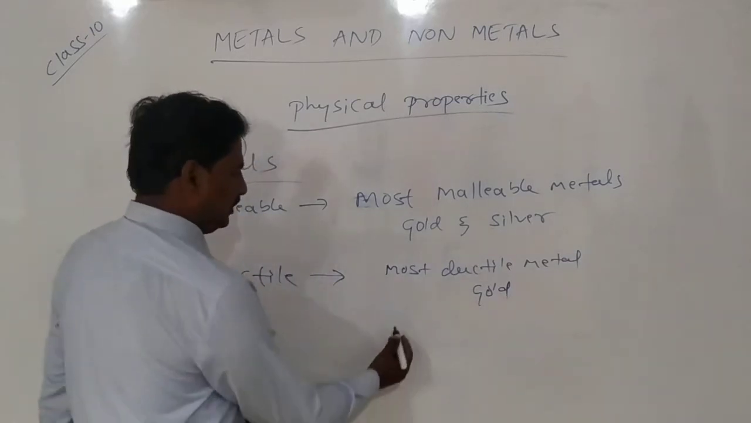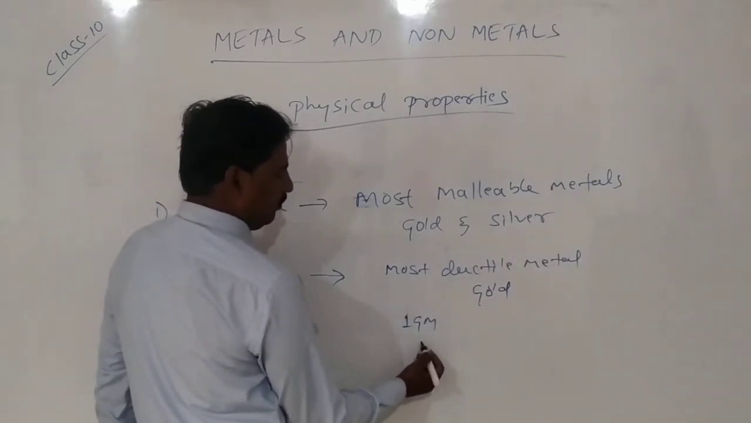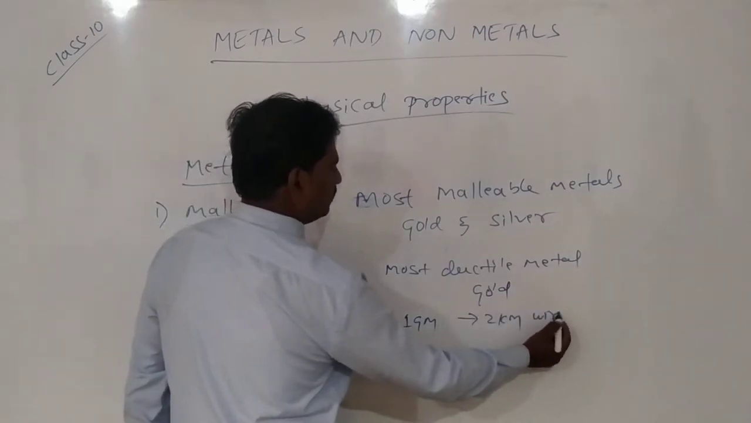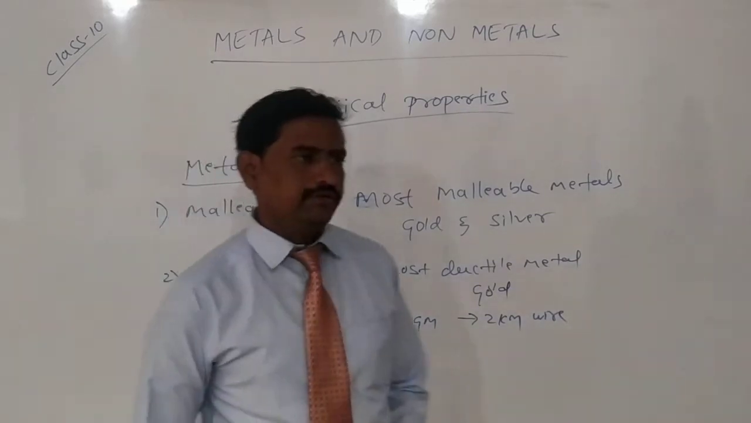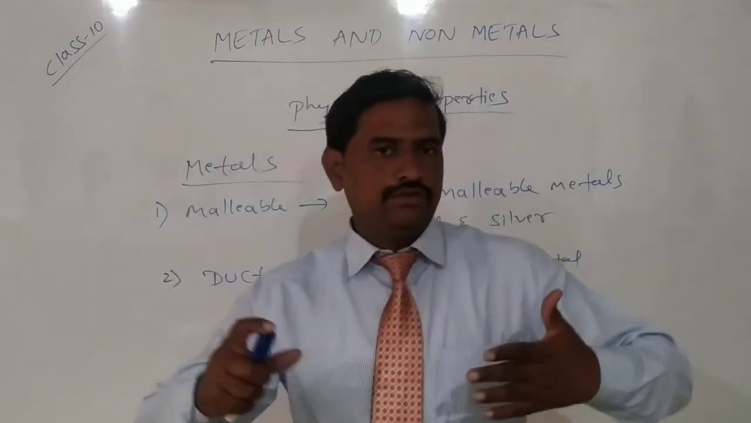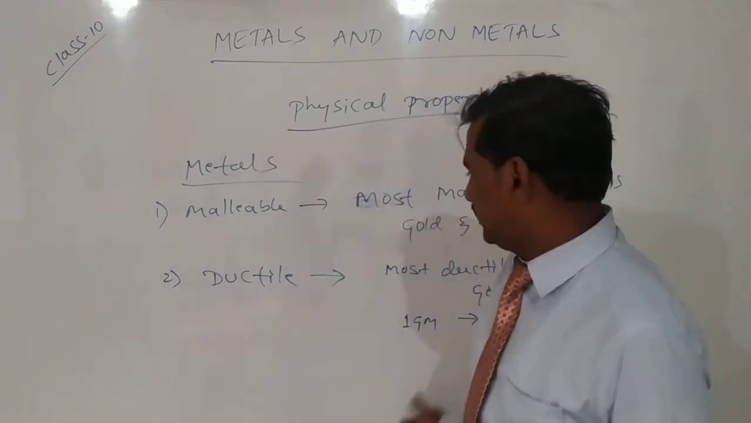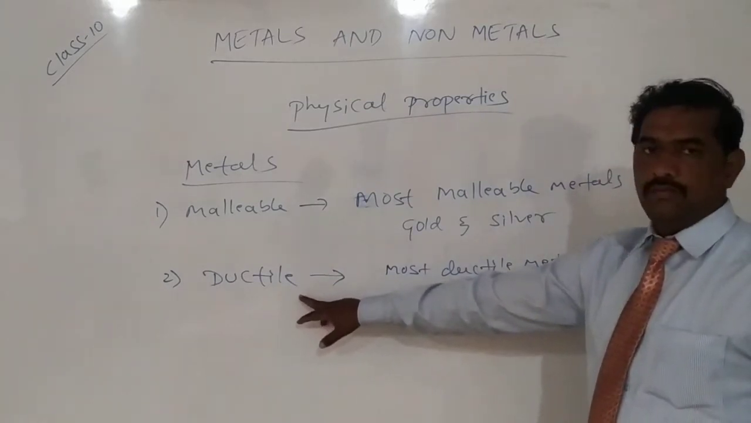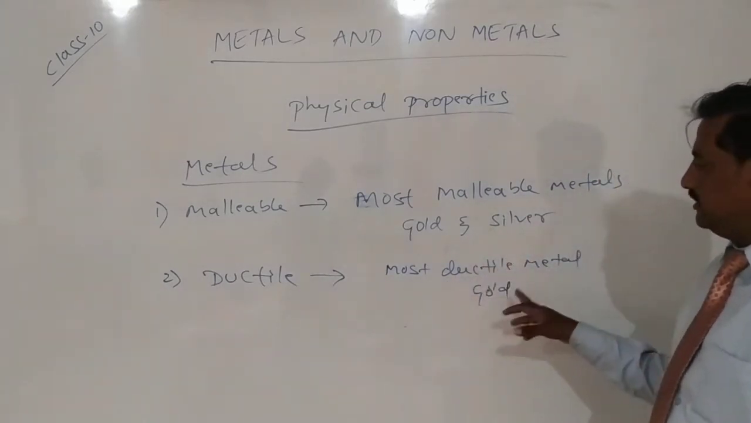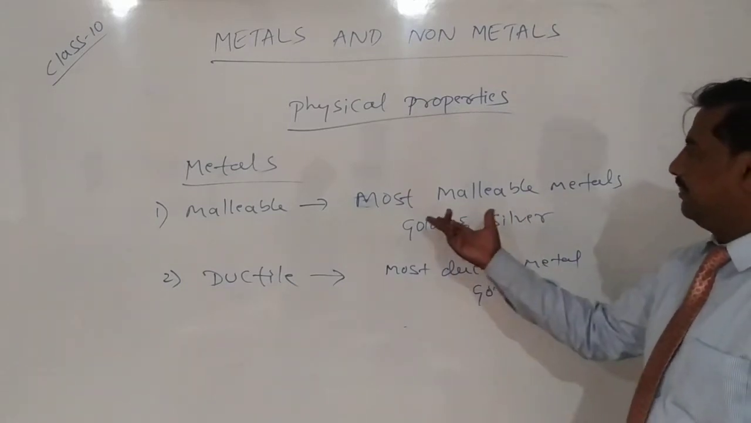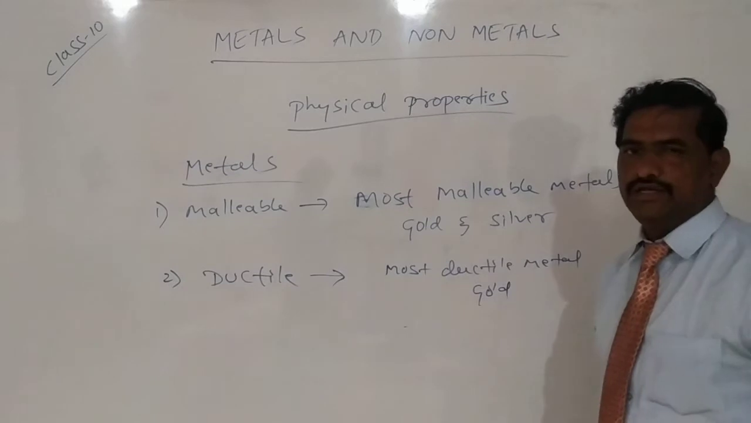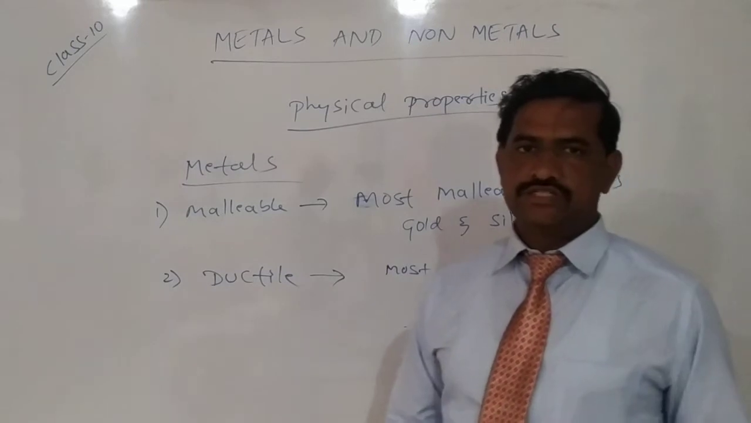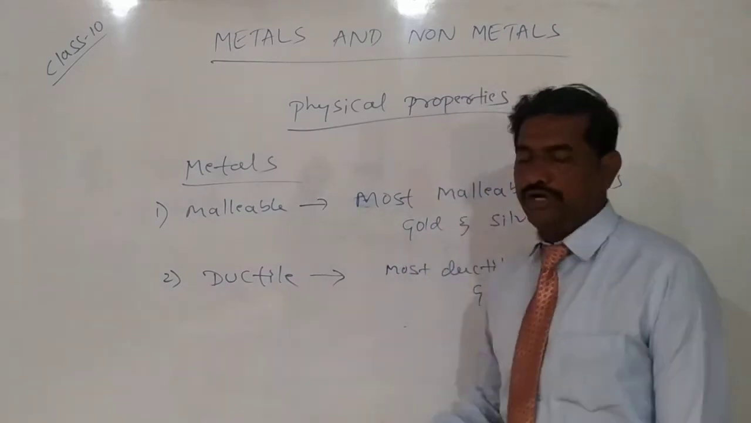One gram of gold can be drawn into about 2 kilometers of wire. That's why gold is the most ductile metal. The most malleable metals are gold and silver. Malleability means they are made into thin sheets by beating. And ductile means they are drawn into wires.